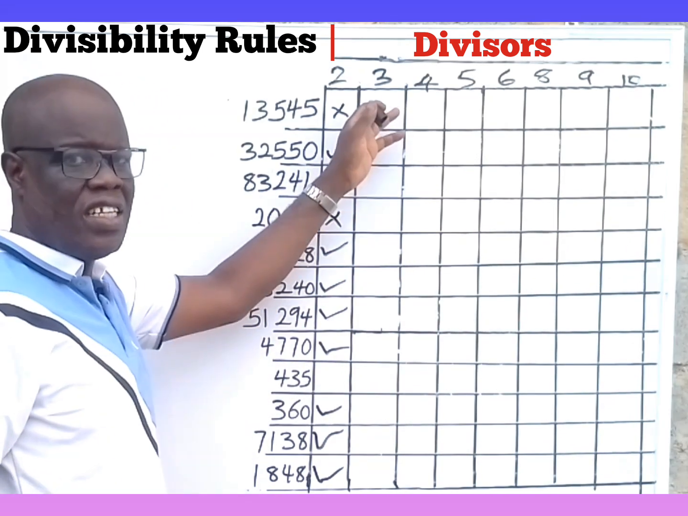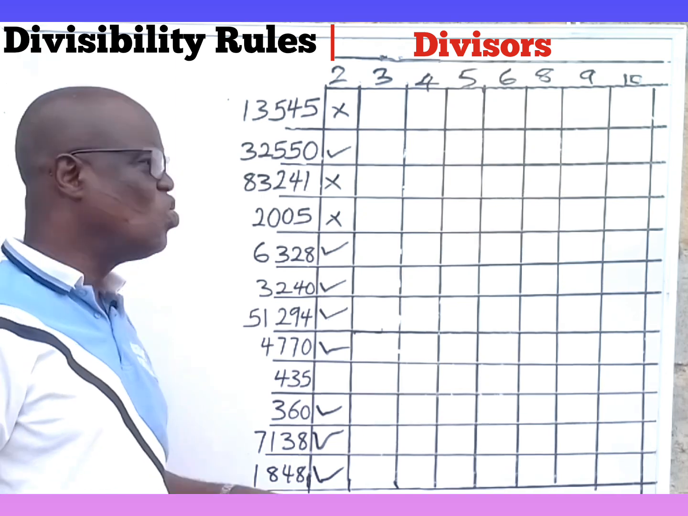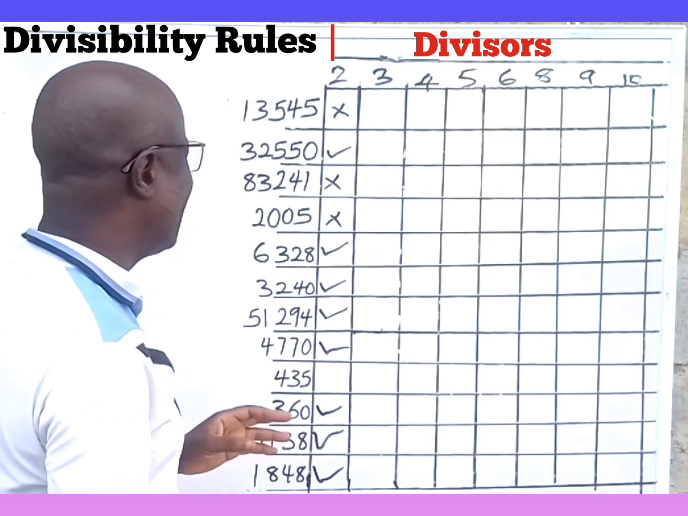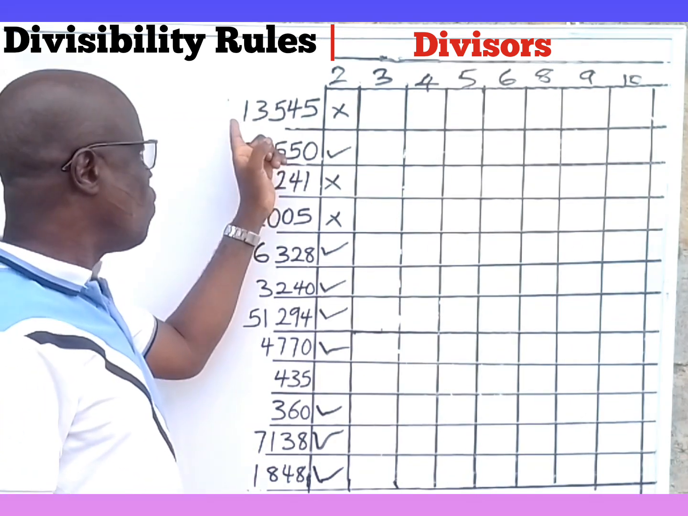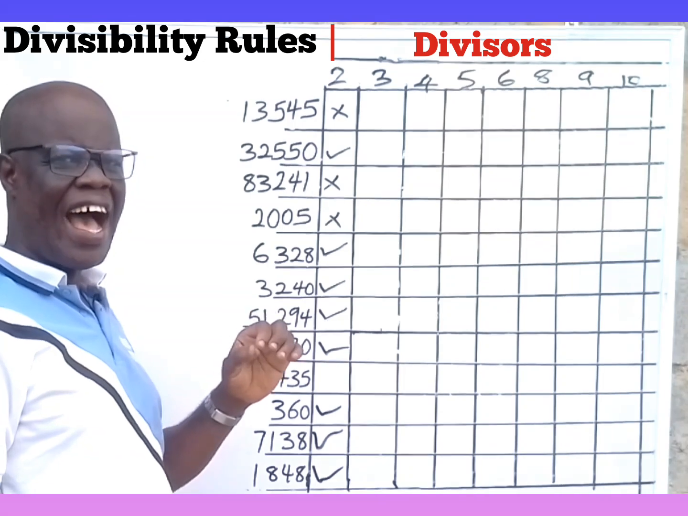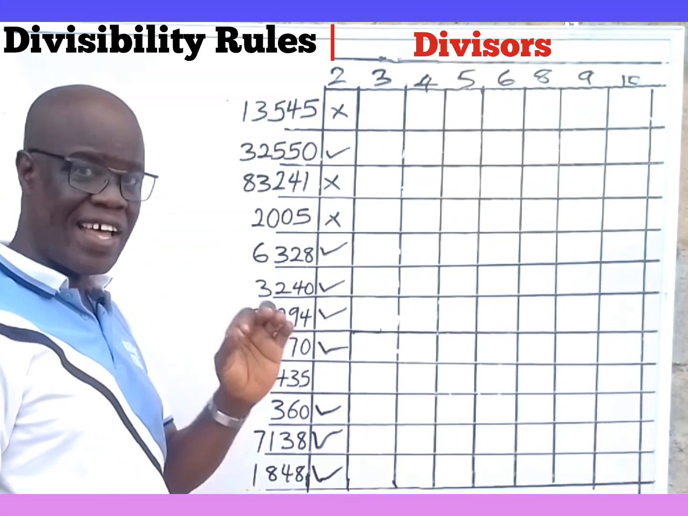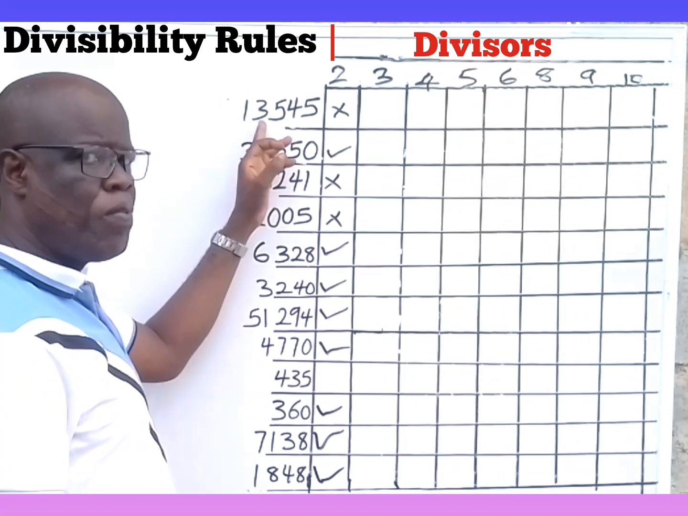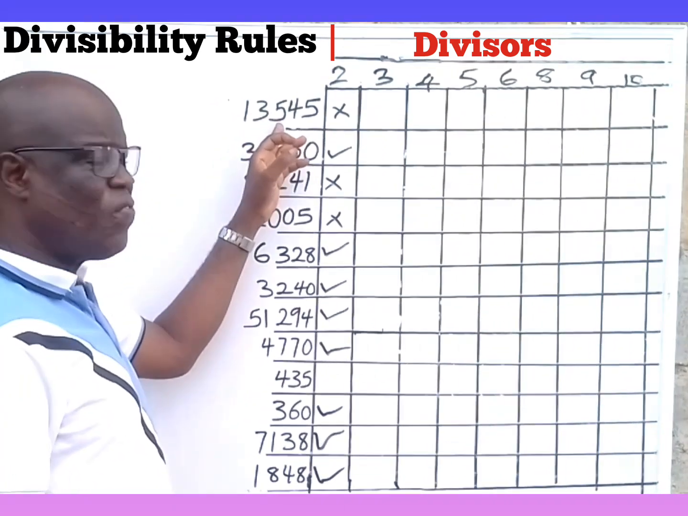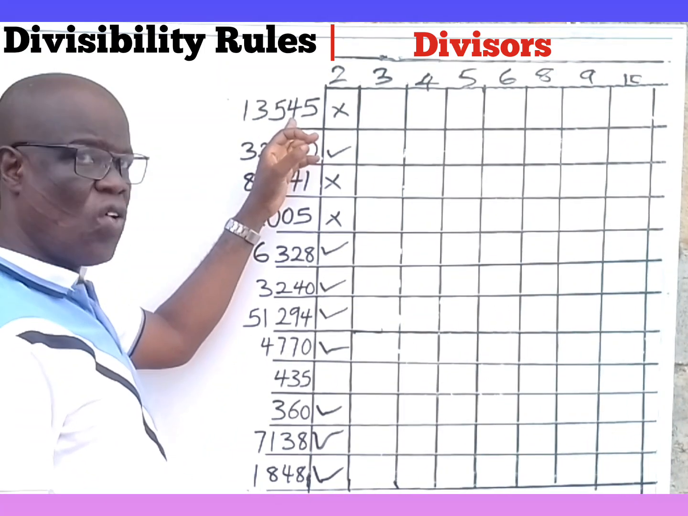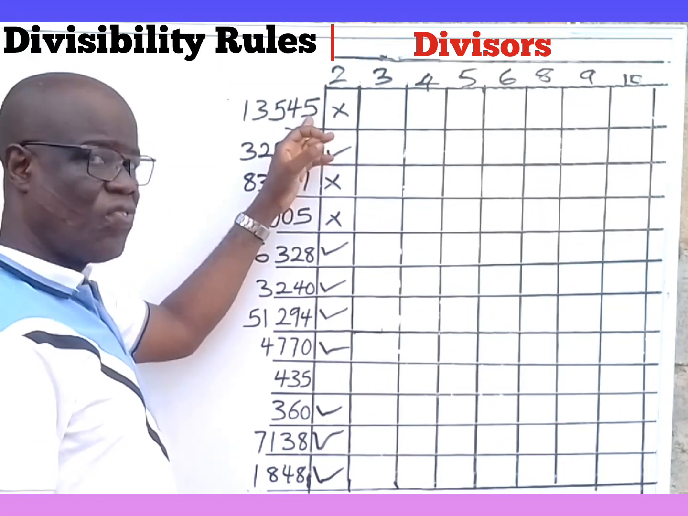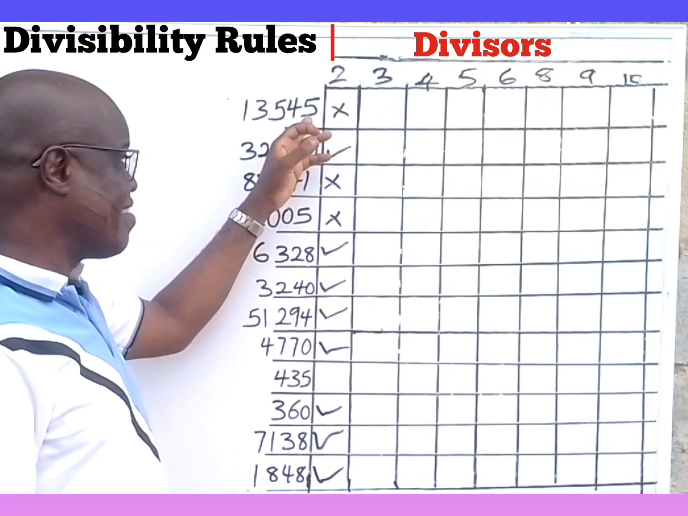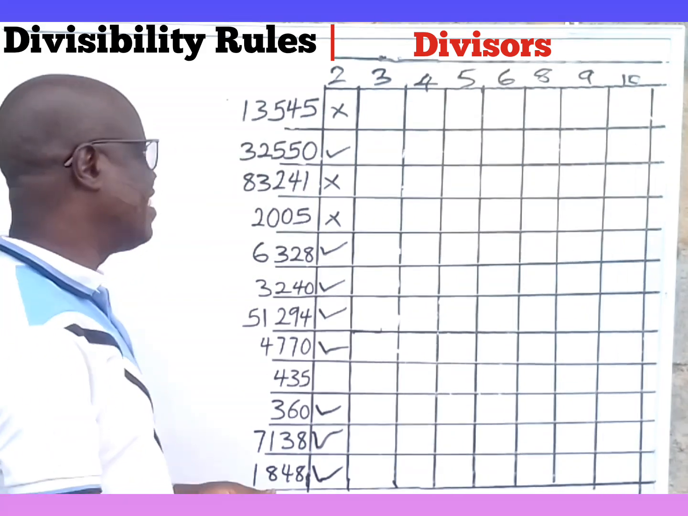So let's look at the rule for 3. How do you know that a particular number can be divided by 3 exactly without remainder? Now, in that case, if you add all the digits together and you divide by 3, and it can go exactly, that number can be divided by 3. Let's look at this one. 1 plus 3 is 4. 4 plus 5 is 9. 9 plus 4 is 13. 13 plus 5 is 18. 18 divided by 3 is 6.